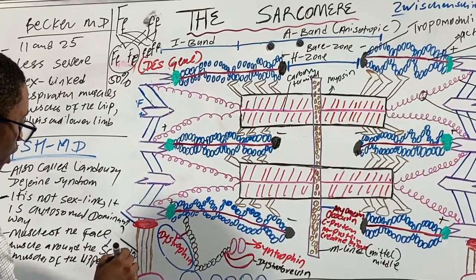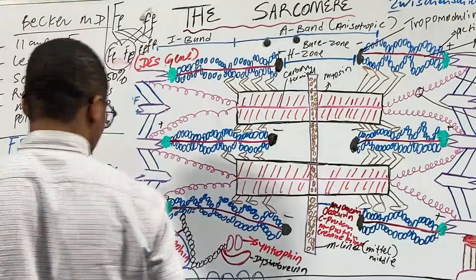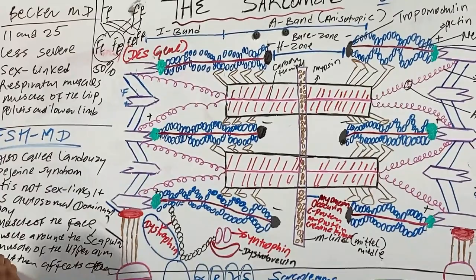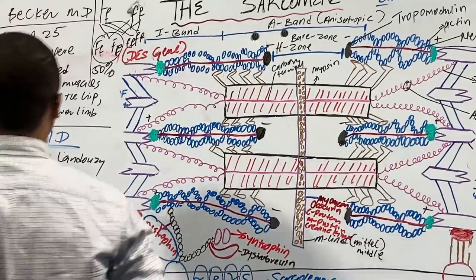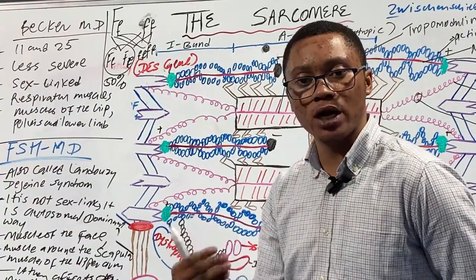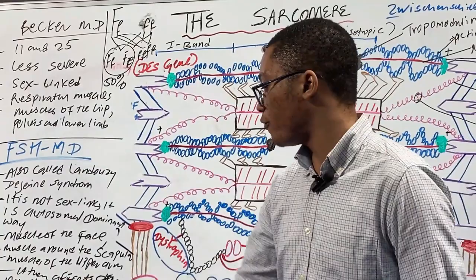Then as the disease progresses, it affects other muscles of the body. But first of all, it affects the muscles of the face, the muscles around the scapula, and the muscles of the upper arm. And as the disease progresses, it affects other muscles of the body.